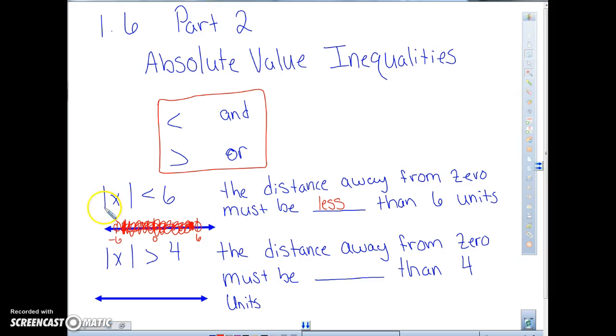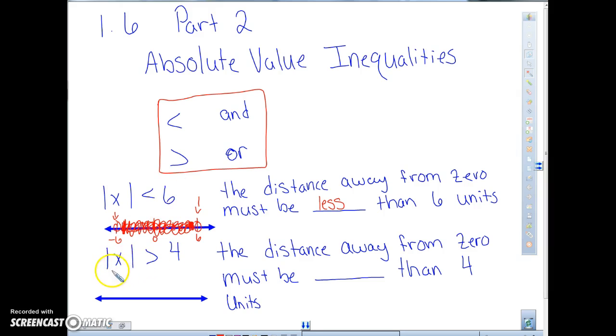Anything over here or anything back here would be more than 6 units away. And even right at 6 and negative 6 would not be less than 6 units away. It would be 6 units. So pay attention to your sign. If that was a less than or equal to, we would fill in the circle because it could be less than or equal to 6.